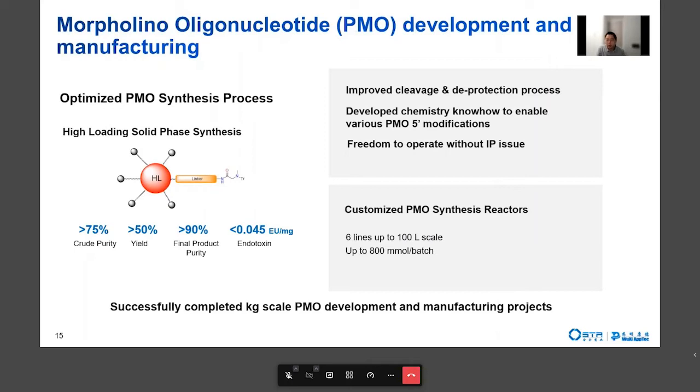Till now, we have established 6 GMP lines at the largest 100-liter scale. Now we are adding an additional line up to 200 liters.